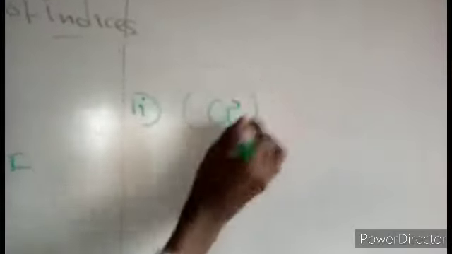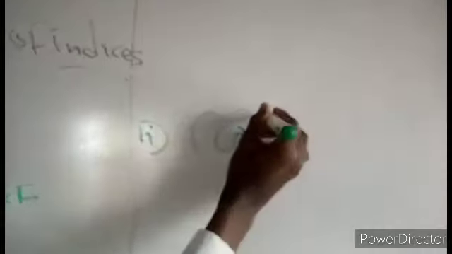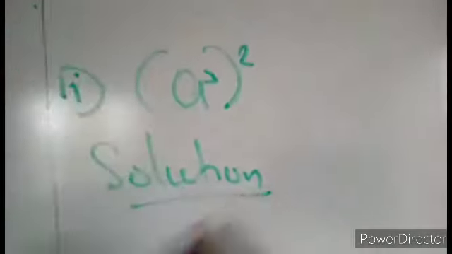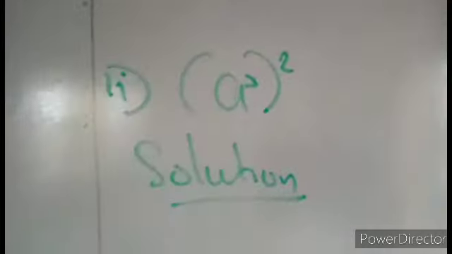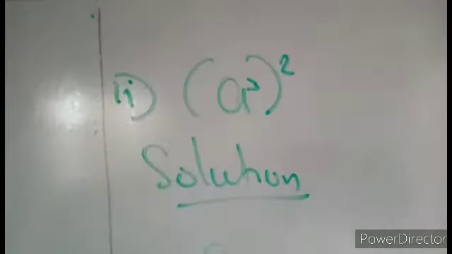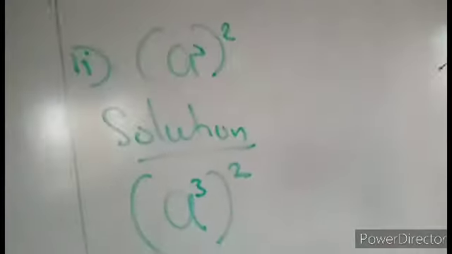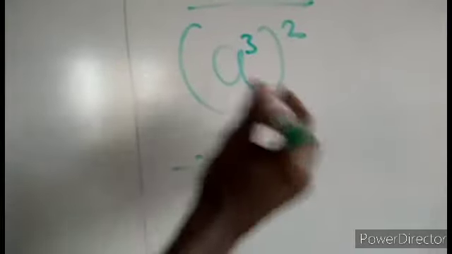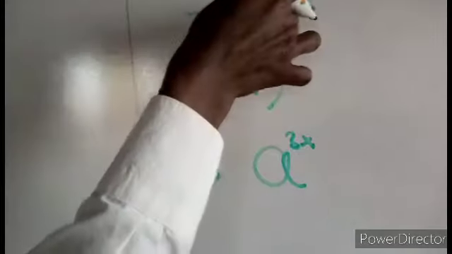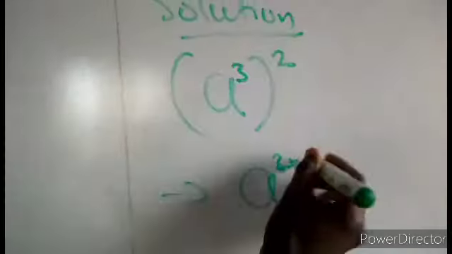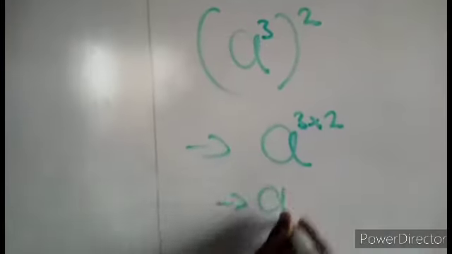Now for the second one, we have in brackets 3 a to the power 3, then we have the power outside to be squared. So what we need to do here is to write down the solution. We are still under the product law of indices. This is the base a raised to the power of 3 in brackets, with a power of 2. So we shorten it by bringing out the base. Now this is 3 times the power. What do we have as power? 2. So times 2. So my answer is going to be a to the power of 6.